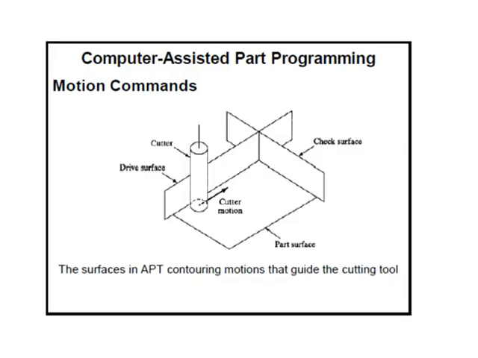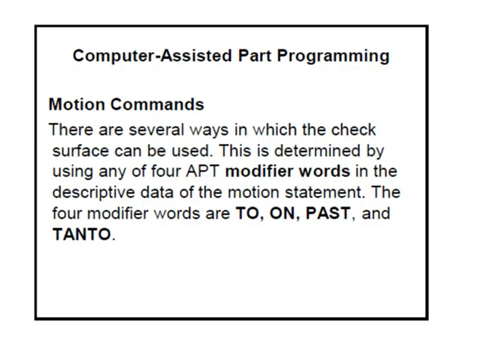In this diagram you can see that the tool's bottom surface, that particular part, we call the part surface, and the side of the cutter we call the drive surface, and the end is called the check surface, the end point where the tool has to move. Now there are several ways in which the check surface can be used. This is determined by using any of the 4 APT modifier words in the descriptive data of the motion statement. The 4 modifier words are TO, ON, PAST and TANTO.